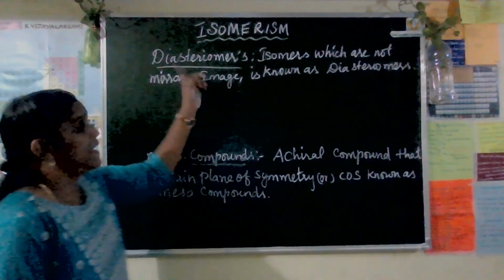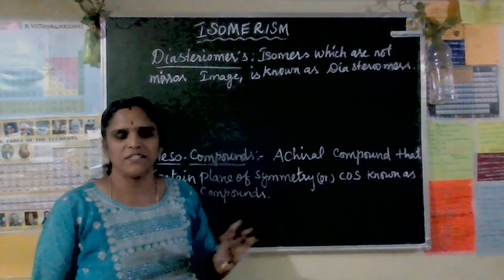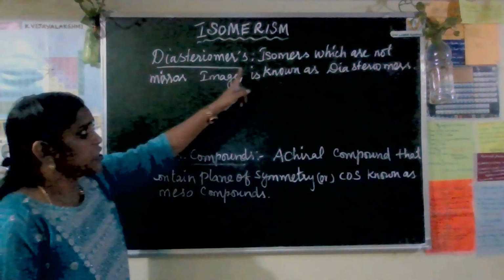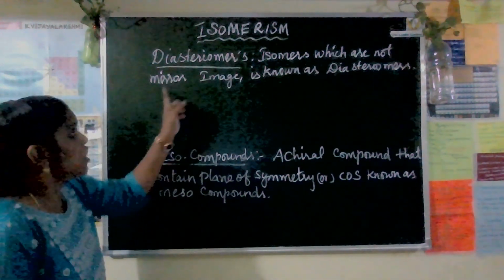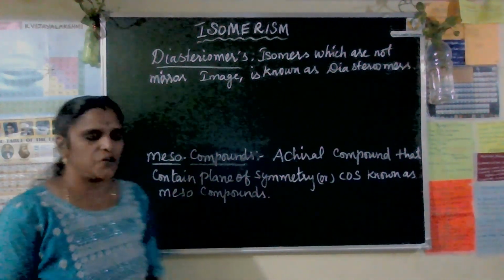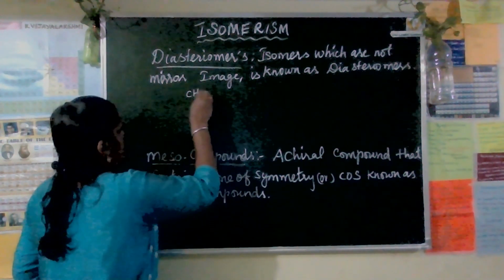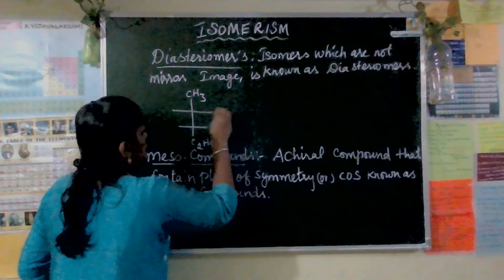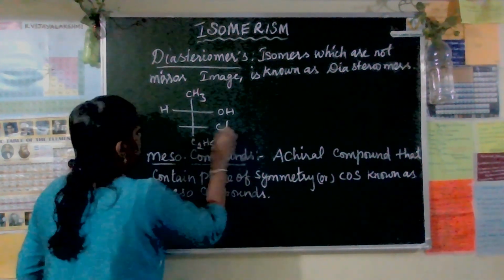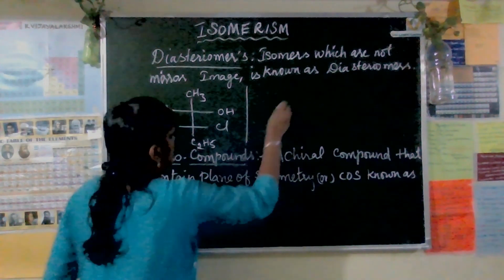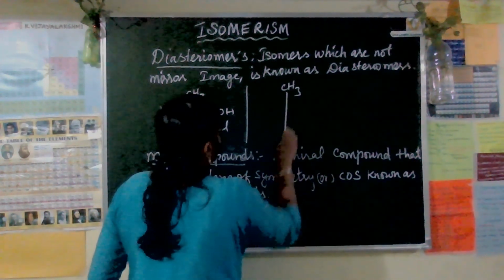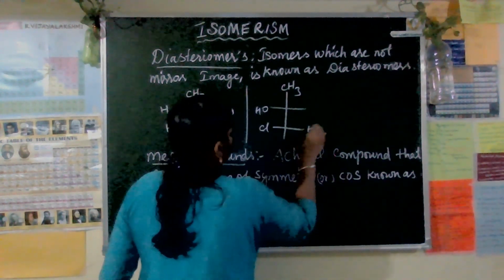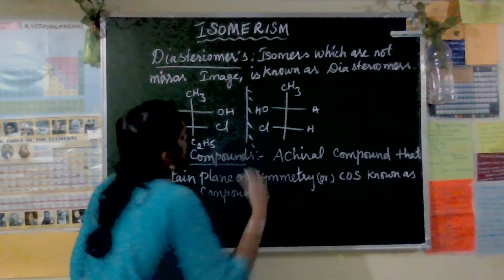The next one, diastereomers. All these points, I'm giving a brief idea to analyze the question. Now diastereomers: the isomers which are not mirror images are known as diastereomers. Example: CH3 here, C2H5, and here OH, here H, here Cl. The same way here CH3, here OH, here Cl, here H, here H. Okay, it's a diastereomer.